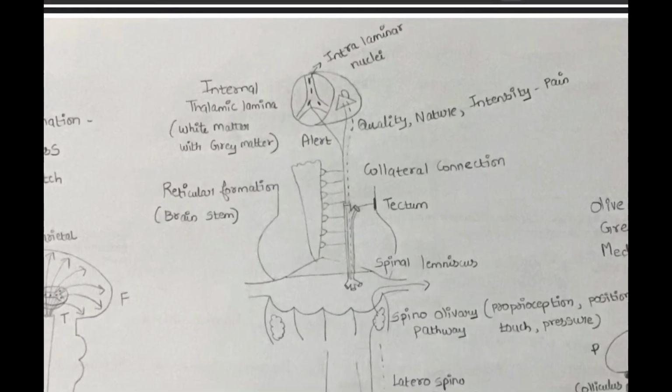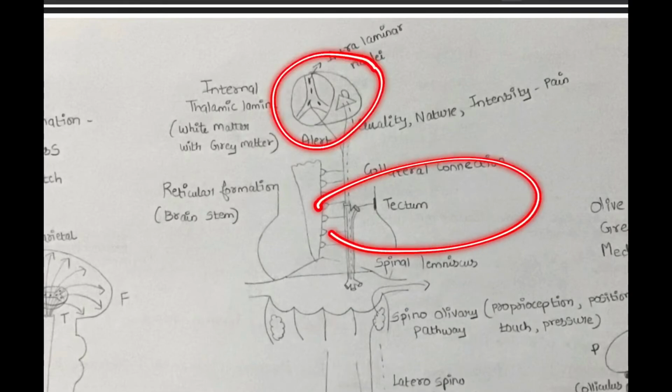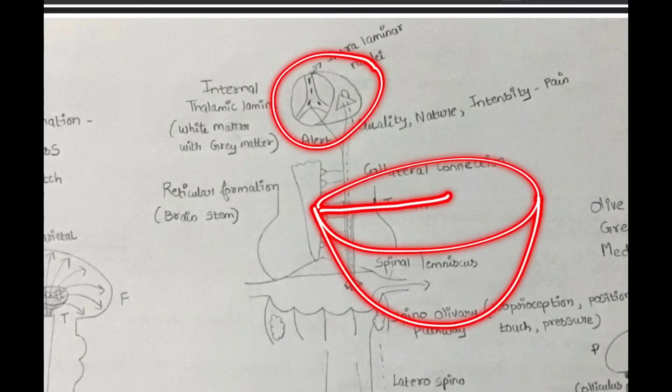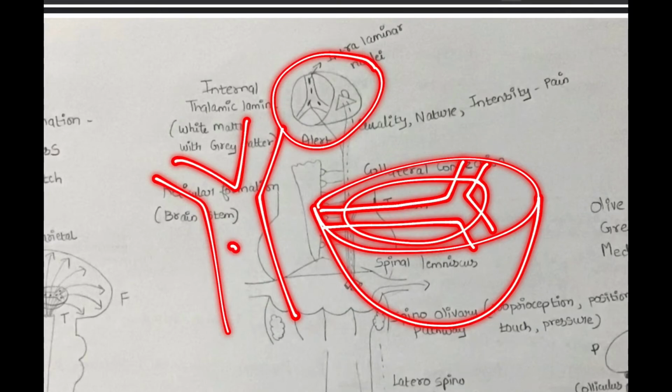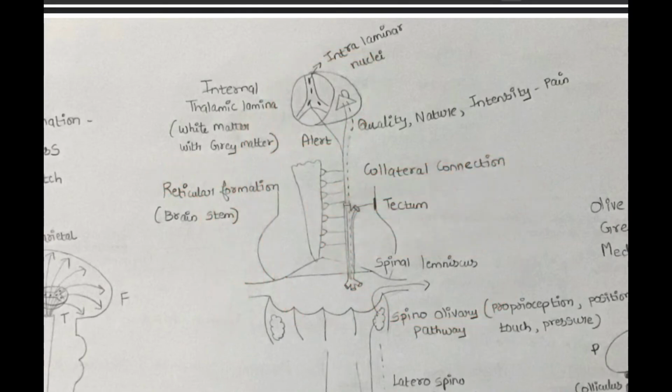Where is this internal thalamic lamina? So this is the thalamus. We have seen the structure of the thalamus, and you have the internal thalamic lamina. Inside the internal thalamic lamina, that is, inside this Y shape, you have the internal lamina nuclei. This internal thalamic lamina consists of white matter with gray matter. These slow pain fibers go to the internal lamina nuclei.